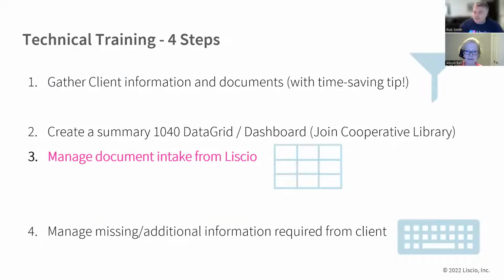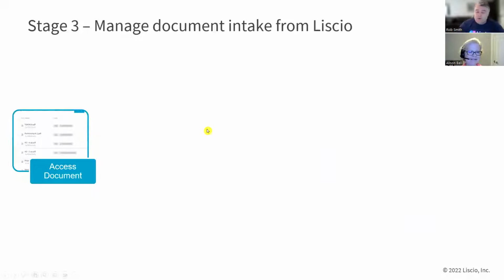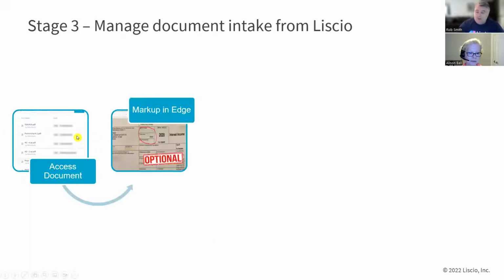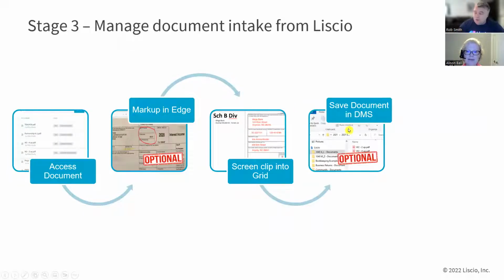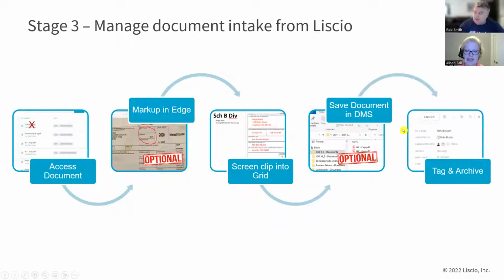Let's just jump down to it and get right into it. Basically, what we're going to do is access the document. We're going to mark it up. We're going to screen clip it into the grid. We're going to save the document in the DMS, and then we're going to tag and archive it. Now, steps 2 and 3 are optional, but you can do them if you want. And then here, tagging, you're going to tag any documents if you're going to look it up in the future. Maybe you won't look it up, but if your client wants to look it up in the future.